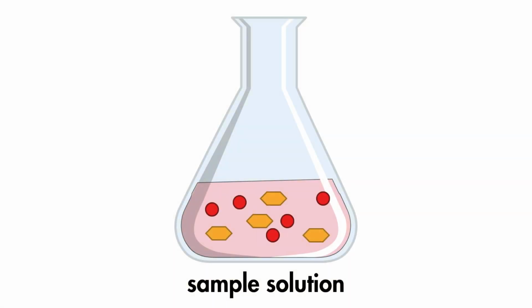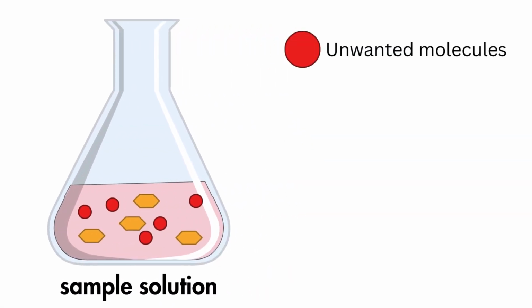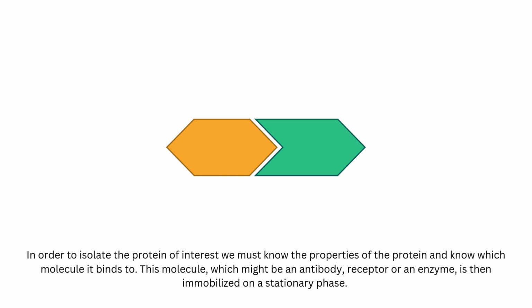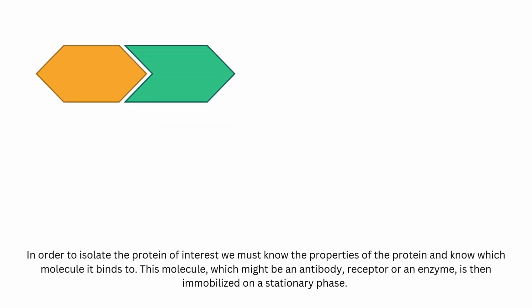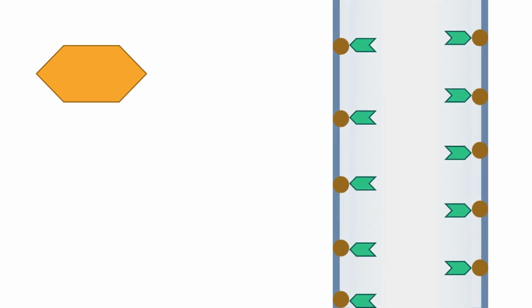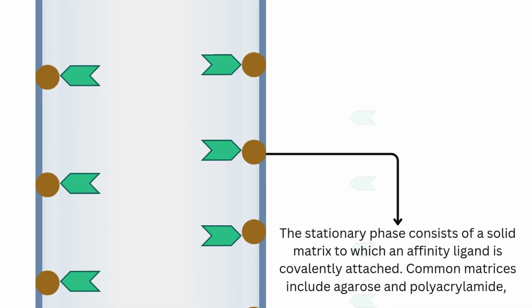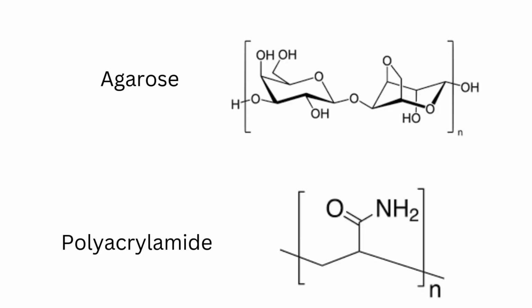We have a sample solution consisting of the unwanted biomolecules as well as the protein of interest. In order to isolate the protein of interest, we must know the properties of the protein and know which molecule it binds to. This molecule, which might be an antibody, receptor, or an enzyme, is then immobilized on a stationary phase. The stationary phase consists of a solid matrix to which an affinity ligand is covalently attached. Common matrices include agarose and polyacrylamide. This is known as column preparation.